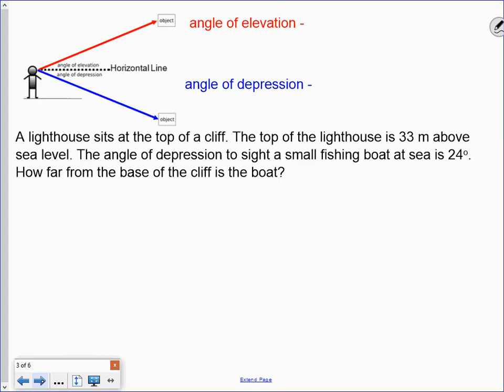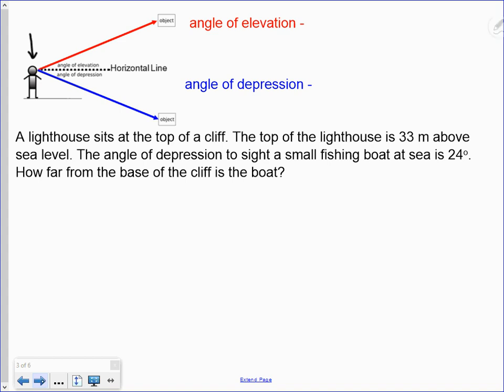Let's take a look at a second example here where we're going to encounter these two terms, angle of elevation and angle of depression. The idea with both of these terms is that you've got an observer, this person right here, who is looking at something. The red lines and the blue lines represent the line of sight from the person's eyes to some object. The red line is they are looking upwards towards something. The blue line means they're looking downwards towards a different something. And we've got this horizontal line right in the middle here.